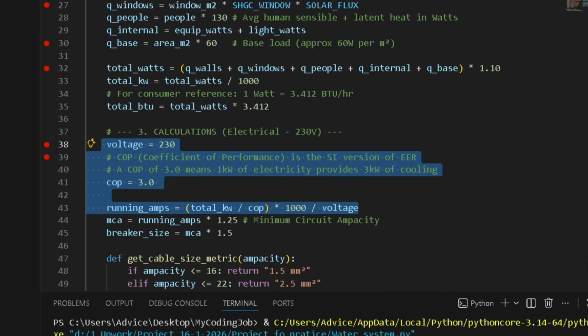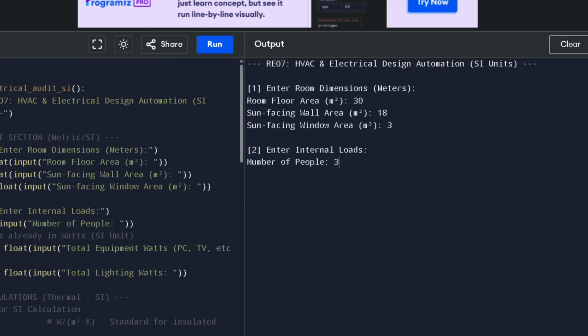Automatic cable selection function. def get_cable_size_metric(ampacity). This function selects a standard IEC copper cable size based on the calculated ampacity. It allows the program to behave like a real engineering design assistant, automatically suggesting cable size instead of requiring manual lookup in tables.